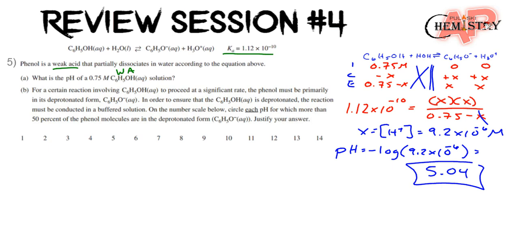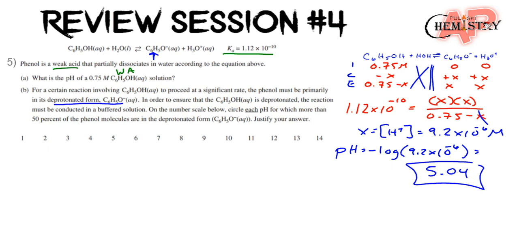Now we get to a problem that looks really unique. And don't let format mess you up. It doesn't have to. So it says, for a certain reaction involving the C6H5OH to proceed at a significant rate, the phenyl or phenol must be primarily in its deprotonated form. So it needs to be mostly in here. When I read this, what it basically is saying is I need more of this. It needs to be primarily in that.